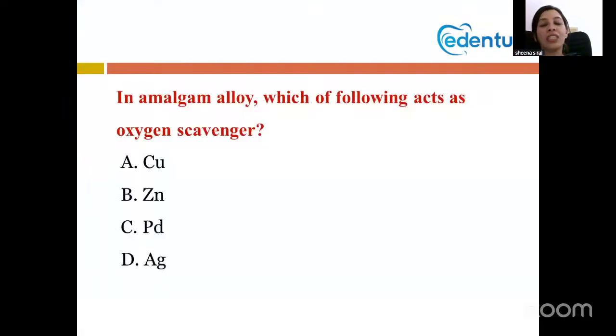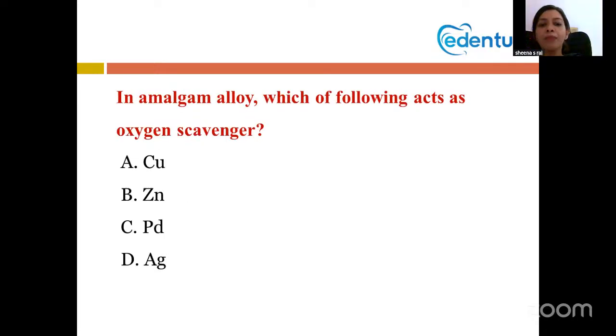Coming with the easiest question. In amalgam alloy, which of the following acts as an oxygen scavenger? Most of the people know this answer even without seeing the options. But the options are copper, zinc, palladium, and silver. The answer is actually zinc.